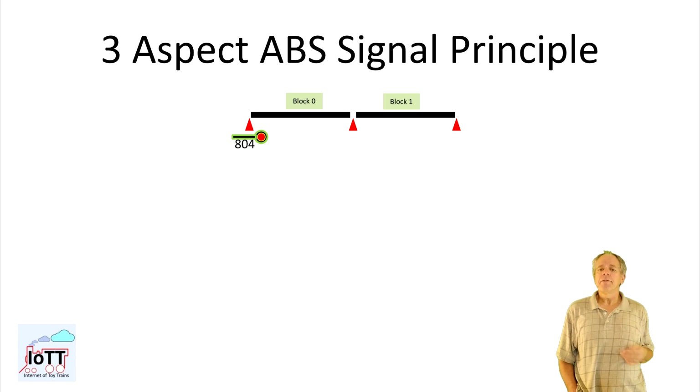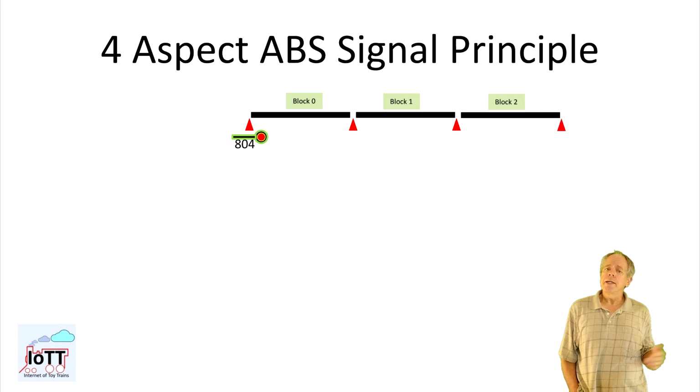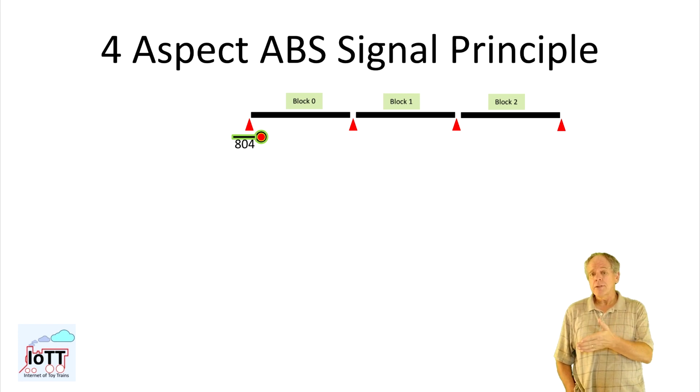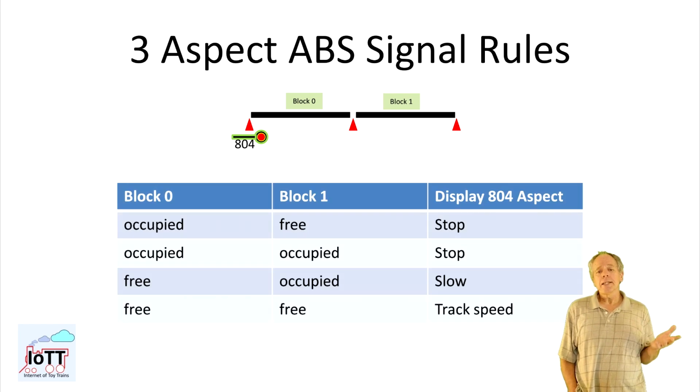As explained in video number 21, the purpose of a signal mast in a 3-aspect system is to protect the next 2 blocks in travel direction. Accordingly, it would be 3 blocks in travel direction in a 4-aspect signaling system, but that would make things considerably more complex, so I stay with a 3-aspect system. The signaling rules are simple and straightforward.